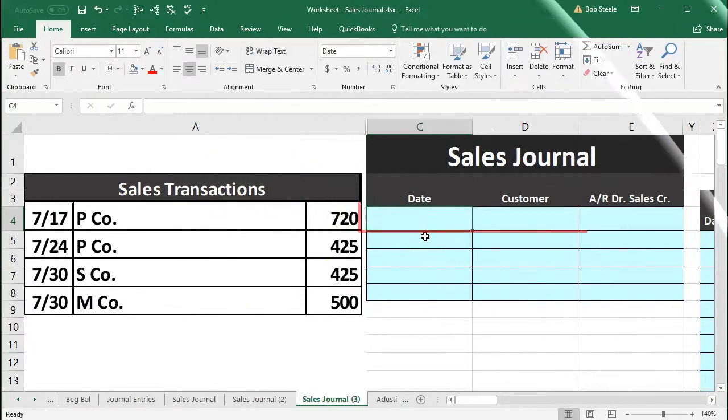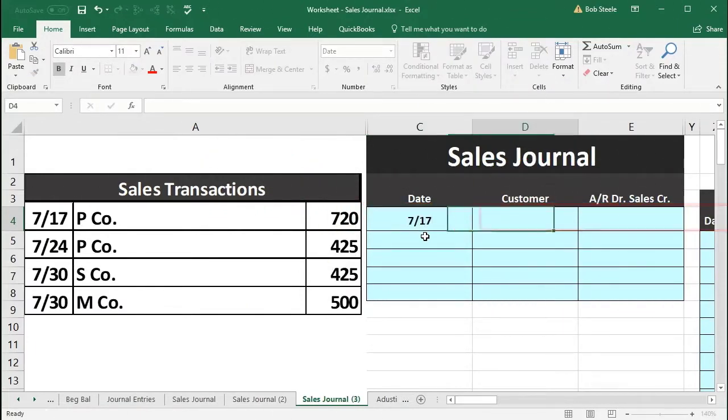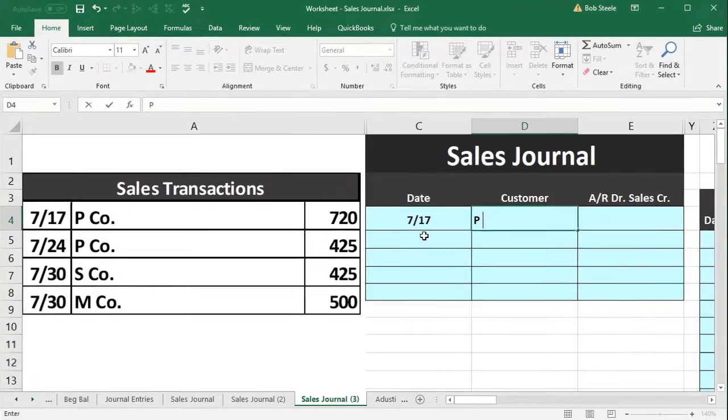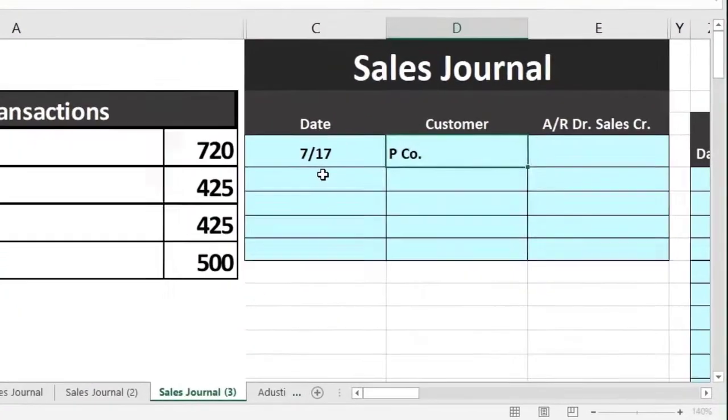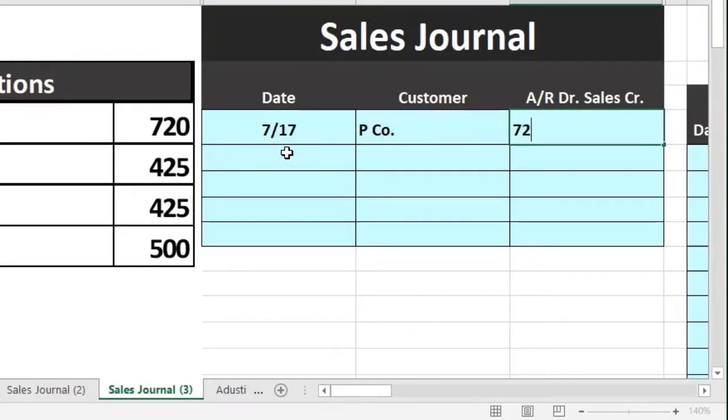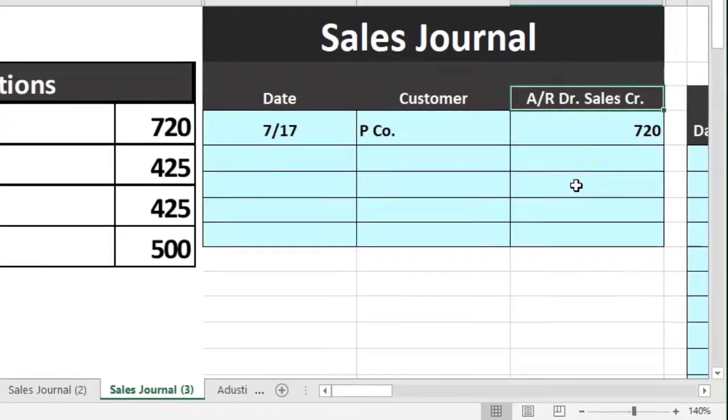We're just going to say if we had a sale happen at 7/17, it's a service company. We had a sale. We're going to say the service was for P Company. That's who we sold to. And the amount is 720. That's all we have to list there. We don't need to list out debits and credits because the debit and credit is listed here.